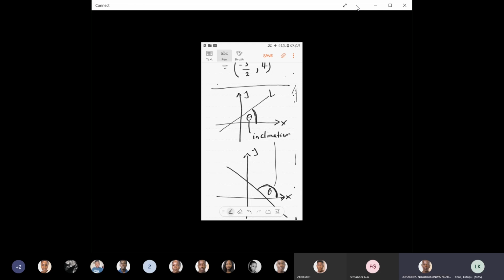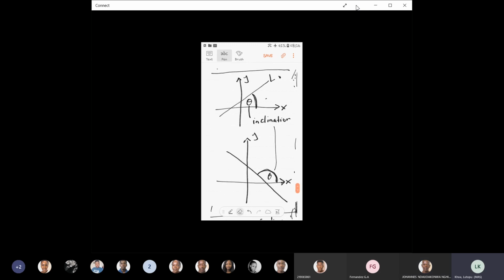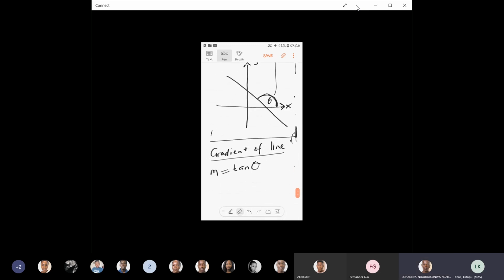Now you'll notice over here, theta is an acute angle. And when I take tan of this acute angle over here, my gradient will be positive. And I'm sure you know already that a line like this has a positive gradient. It is increasing. And then this one over here, this angle is greater than 90. Now when I take tan of this angle over here, it is going to be negative. And I'm sure you know that a line like this has a negative gradient.